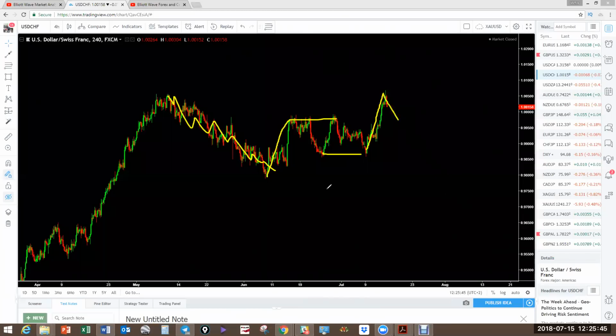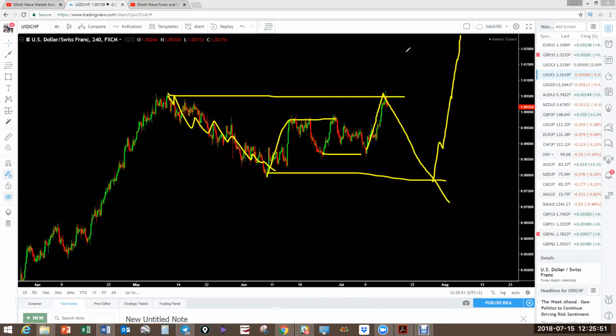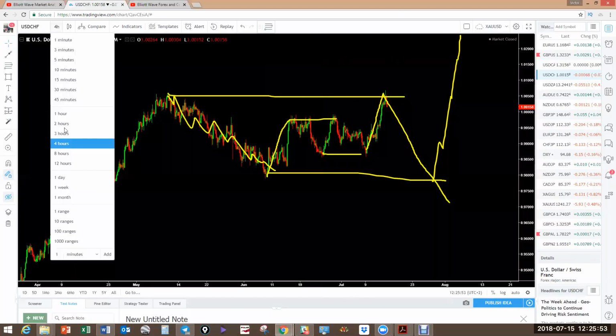Show you here. This 3 wave move, so you can make this sideways move. So we're still looking for this to go and give us wave 5. Let me show you on the daily what we're looking at here.